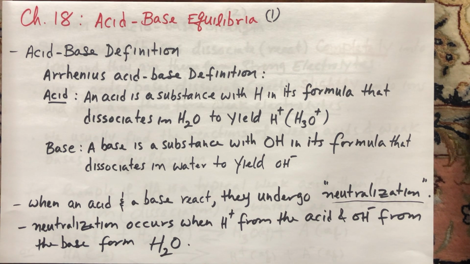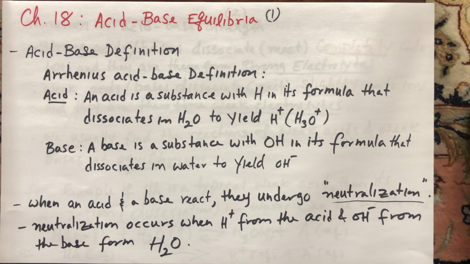So let's start with the acid-base definition. This is the Arrhenius acid-base definition. Again, we will look at another type of definition, which is called the Bronsted-Lowry definition later on. But this particular one is called Arrhenius acid-base definition. According to this definition, acid is any substance with H in its formula, and it dissociates in water to yield H plus or H3O plus.